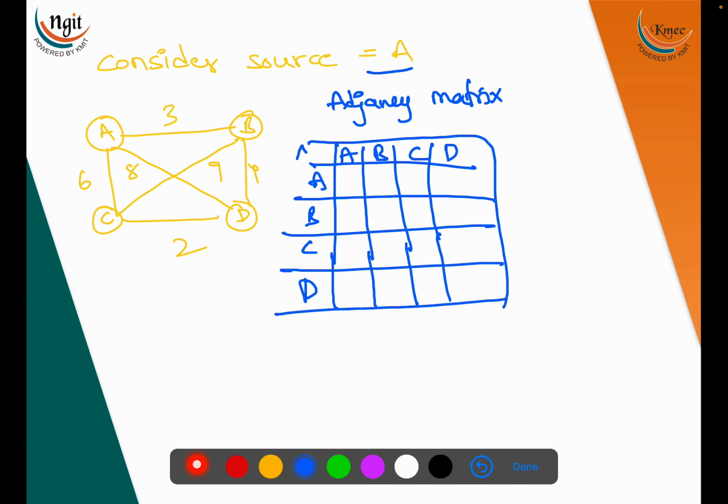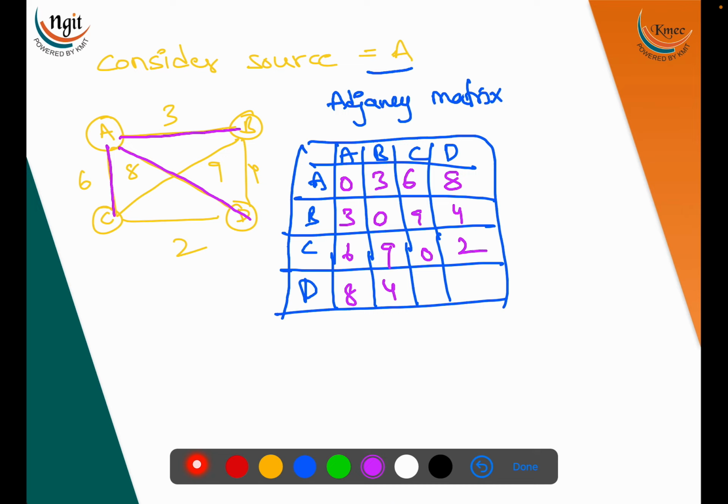Now let us see the cost. A to A, there is no A to A, so I am marking it as 0. A to B cost is what? A to B cost is 3. A to C cost is what? 6. A to C is 6. A to D cost is what? 8. A to D is 8. Likewise, you can find all the costs from the graph. I am just moving a little bit fast, so you can see all these costs from the graph.